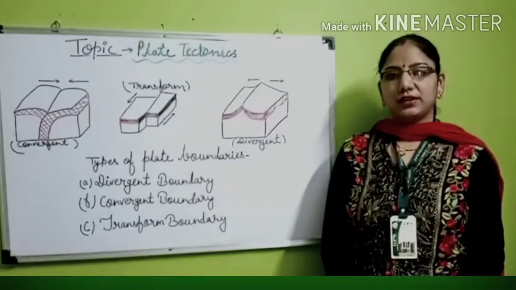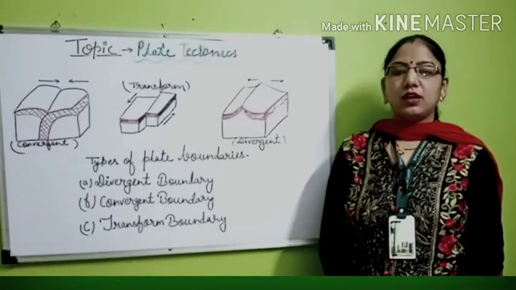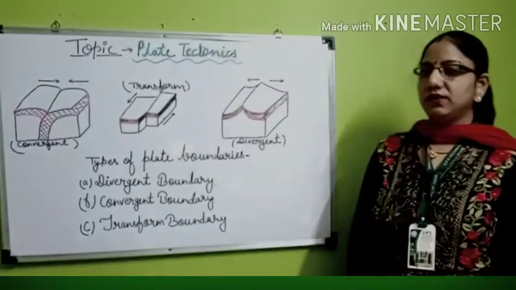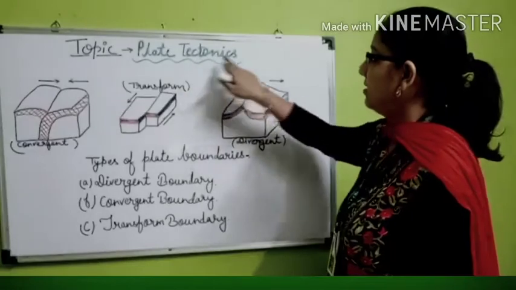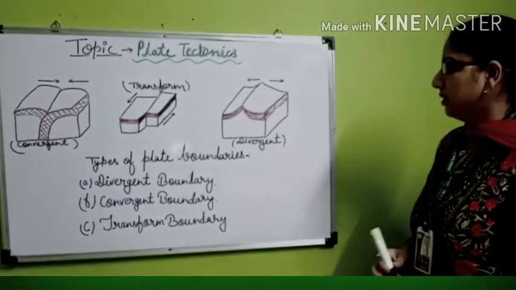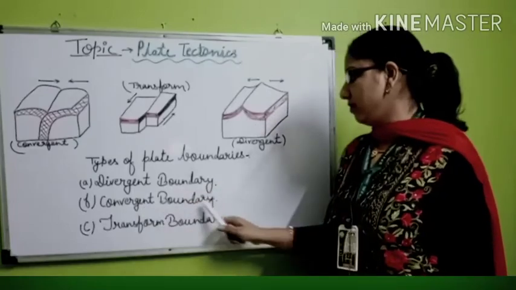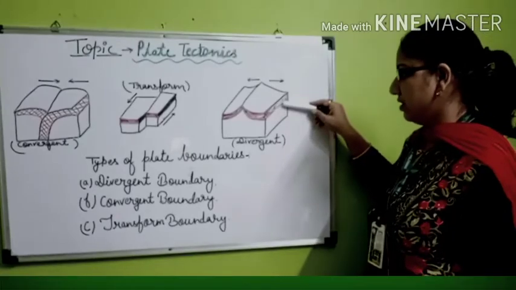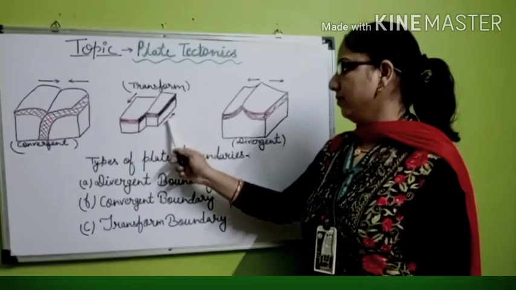Students, as you know, nowadays we are studying our chapter 4, that is distribution of oceans and the continents. So in that series, in our today's third video, today we will see a few more topics. Our first topic is plate tectonics. In this topic we will see the types of plate boundaries, that is divergent boundary, convergent boundary and the transform boundary. Again you can see in this picture, that is the divergent boundary, that is the convergent boundary and that is the transform boundary.